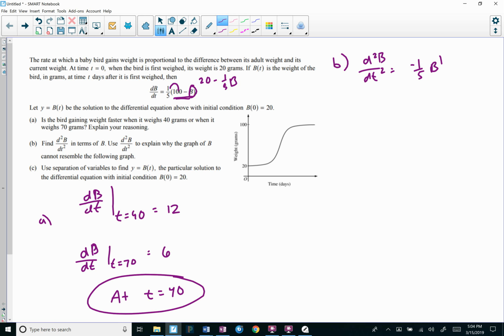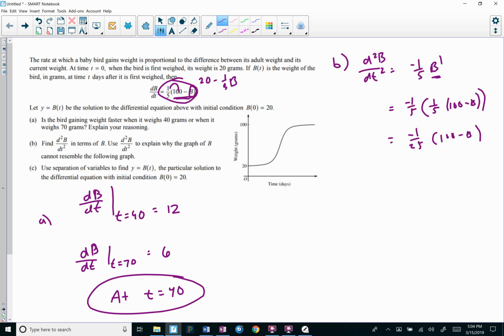So I said in terms of b, so I don't want this, just like the potato problem. I'm going to plug back in. We know b prime is that whole junk, 1/5 times 100 minus b. And I am going to clean that up just a little bit. I don't need to, but I might need that information later. I know in the potato problem we do.